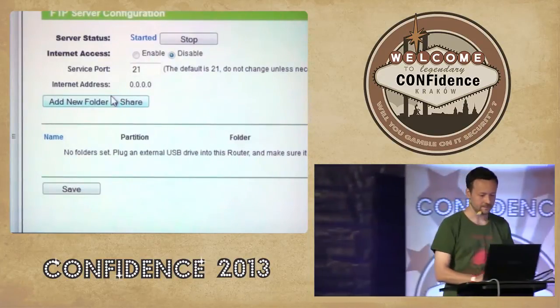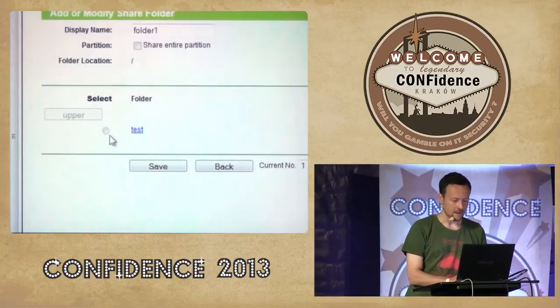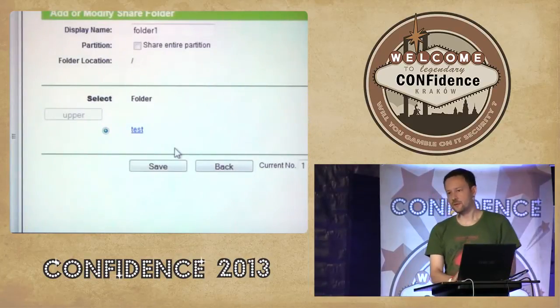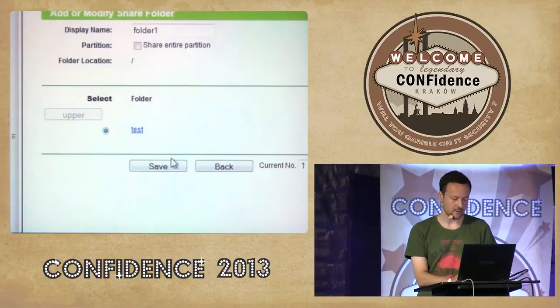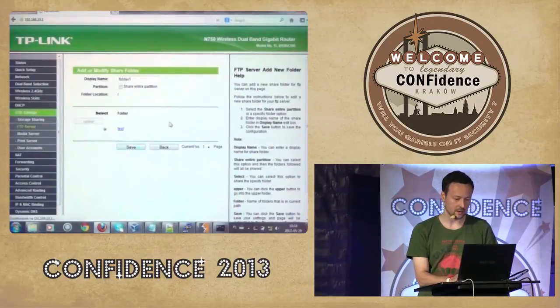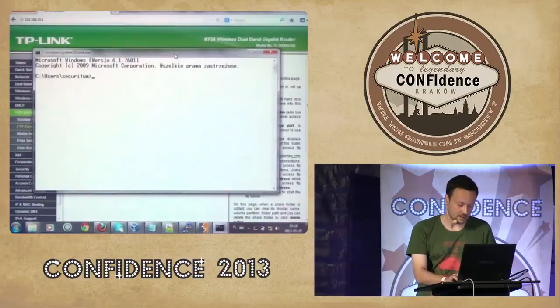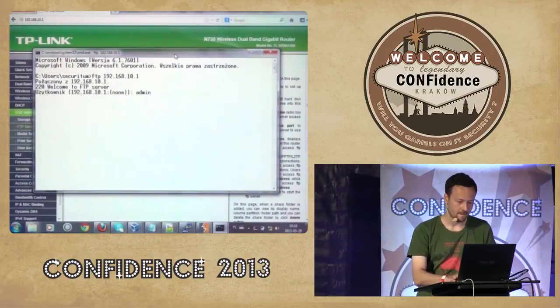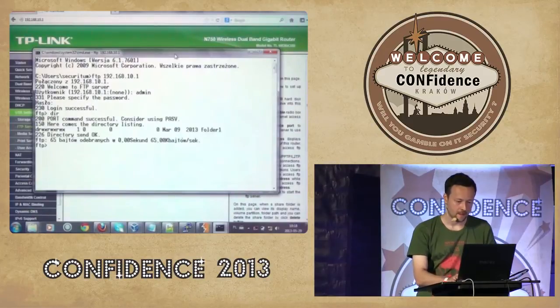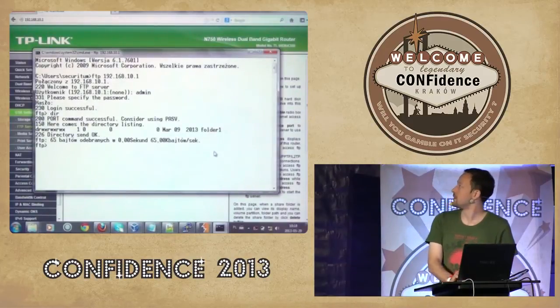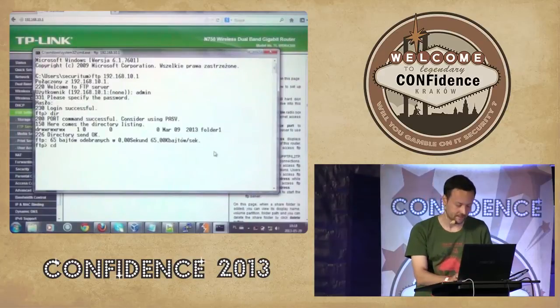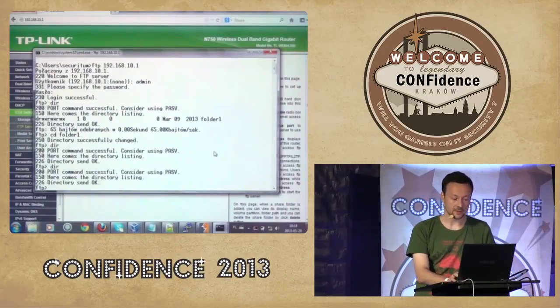Let's try it. I have only one folder, it's empty folder on USB, so I'm choosing it and clicking save. Now I can try to log in to the device using FTP. I have this folder 1, it is mapped to this folder test. It's empty, as you can see.